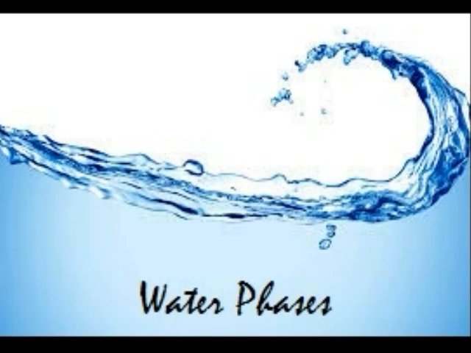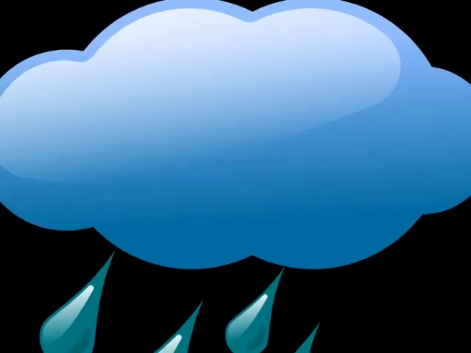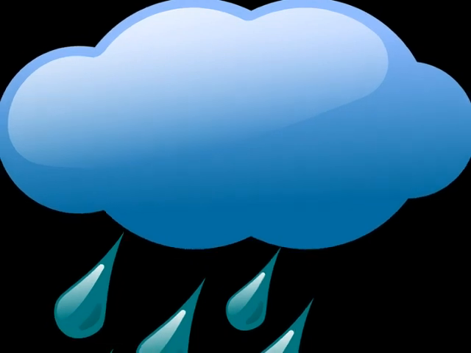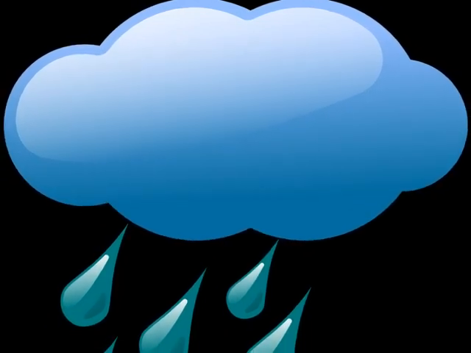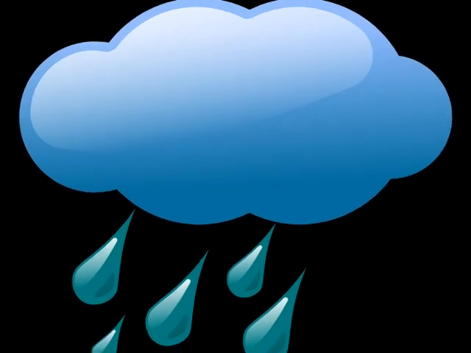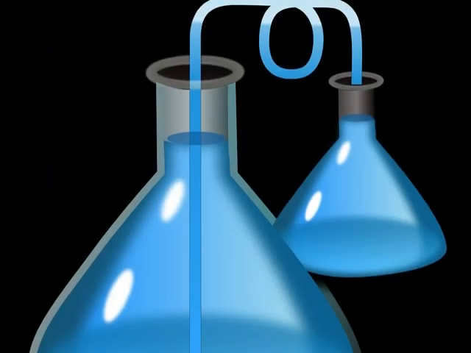Water phases. Last year, as 4th graders, you learned a lot about water. You learned that water moves through our environment in rivers, oceans, and lakes. Then, it evaporates, condenses, and comes back down as precipitation like rain or snow.